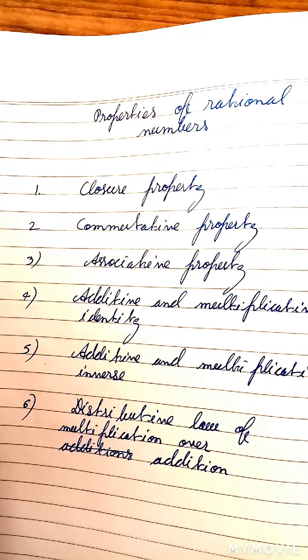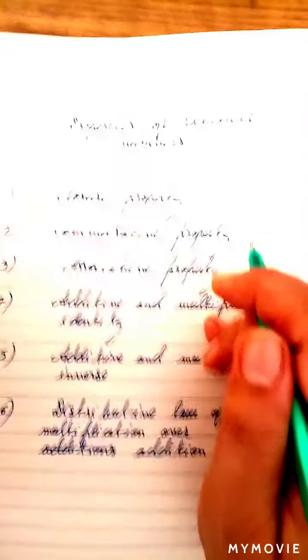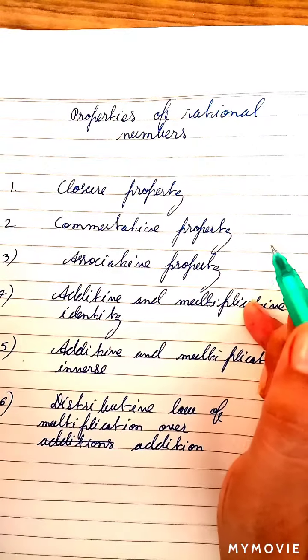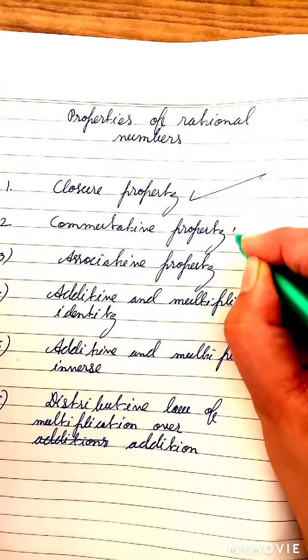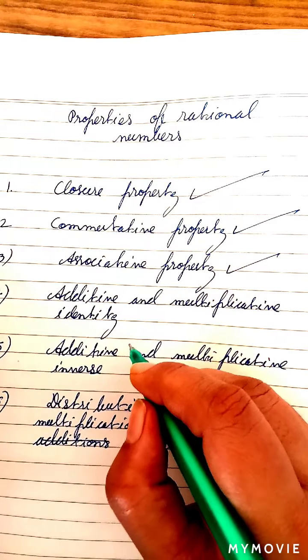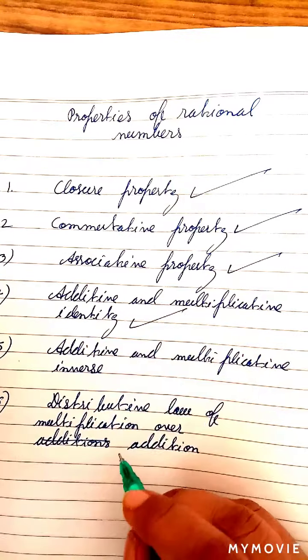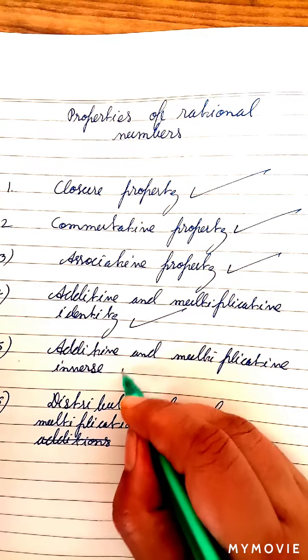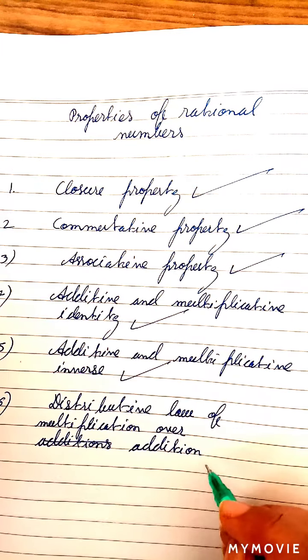Today we are going to study some properties of rational numbers. Some of the important properties of rational numbers are closure property, commutative property, associative property, additive and multiplicative identity, additive and multiplicative inverse, and distributive law of multiplication over addition.